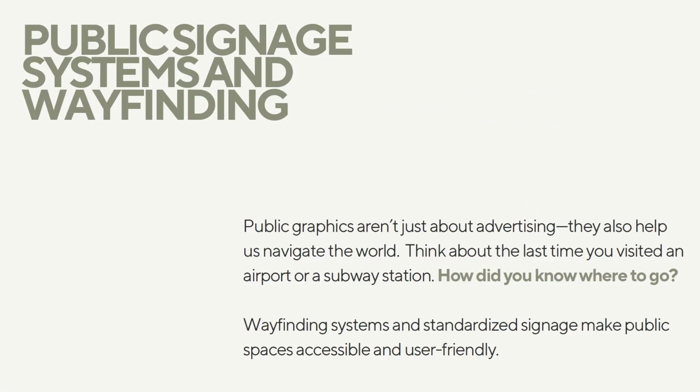All right. So from there, how do we navigate through our society? We were advertising, we had our billboards, we had our public displays in that sense. But what happens if you need to go from point A to point B? Public graphics aren't just about the advertising. It's how do we navigate the world? Just think about the last time you visited an airport or a subway or a hospital. How did you know where to go from point A to point B? These wayfinding systems and standardized signage are going to make public spaces way more accessible and user-friendly.